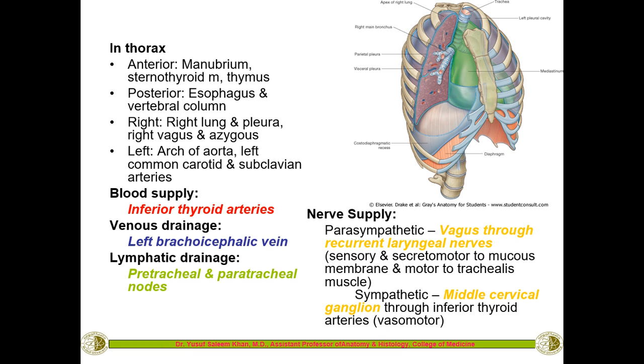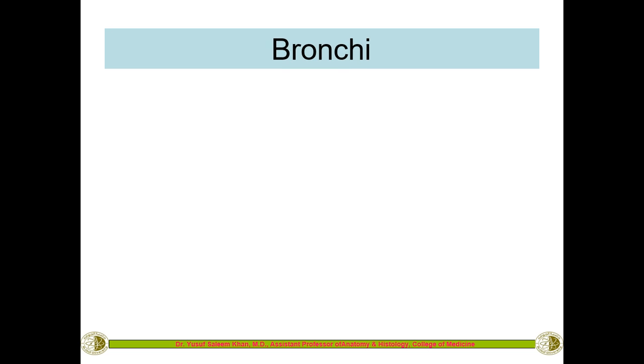There is a plexus of nerves around the inferior thyroid artery which will be supplying, because these small nerves might be very weak and they might get damaged, so they are around the inferior thyroid artery, and through that they will go and they will supply the trachea, and these are especially vasomotor. Now coming to the bronchi.